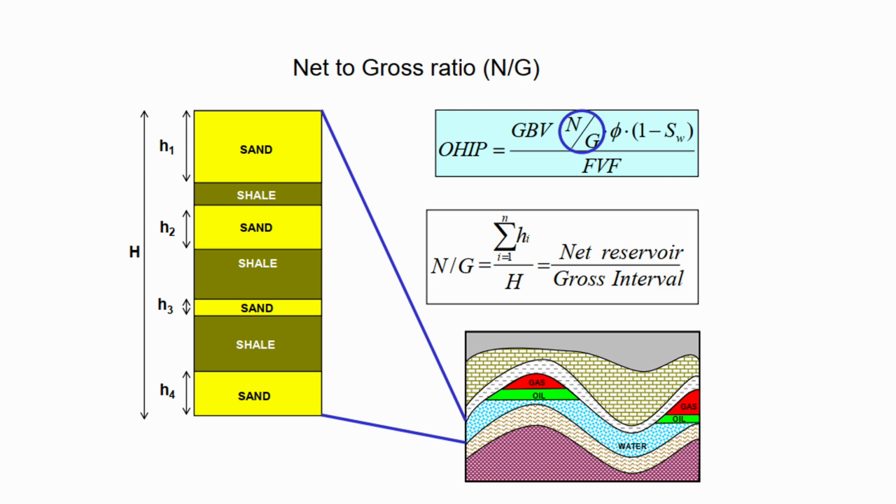So, the final takeaway is that net to gross ratio helps petroleum engineers estimate how much of a formation can actually hold hydrocarbons. It's important for calculating oil and gas reserves and deciding if drilling is worth it. A high net to gross ratio means more oil and gas potential, while a low net to gross ratio means more non-reservoir rock, shale.